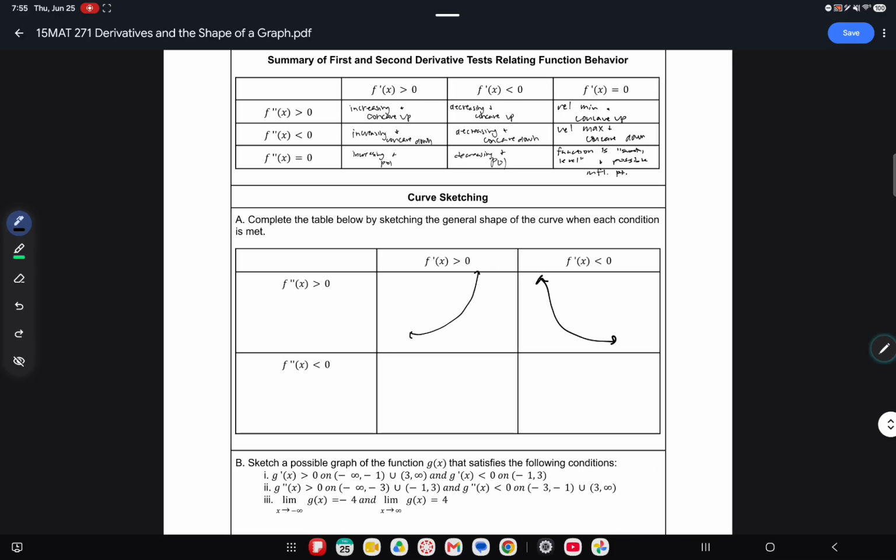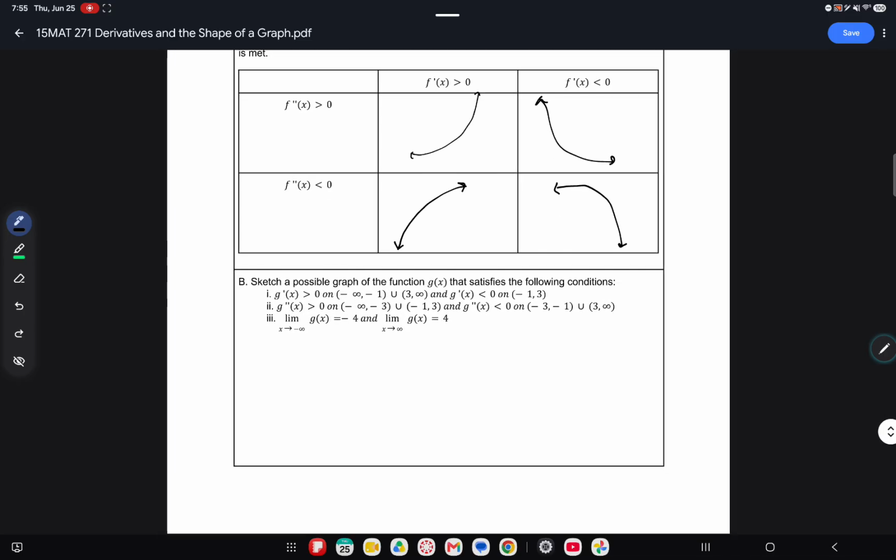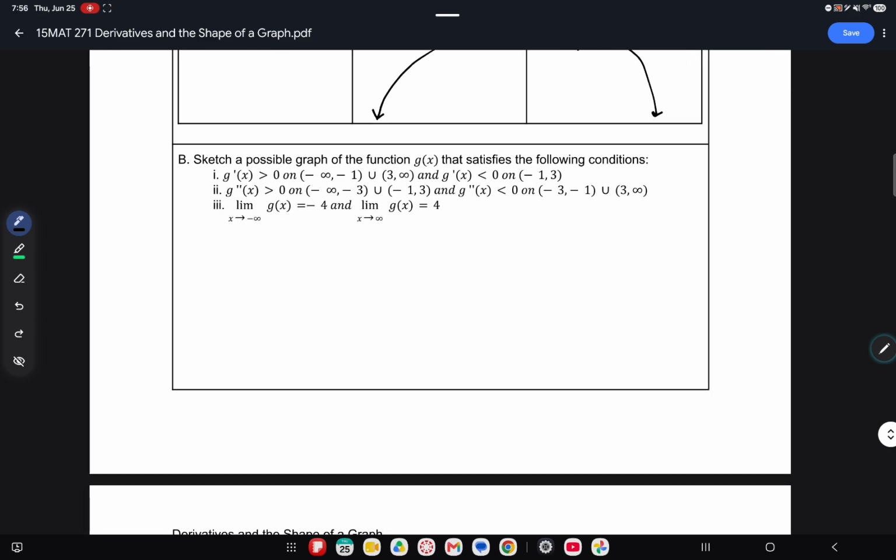I always think parabola. And then first derivative is positive, but second derivative is negative. We're increasing, but concave down. And then we're decreasing and concave down. Right? Now let's see if I can sketch a graph given some conditions.